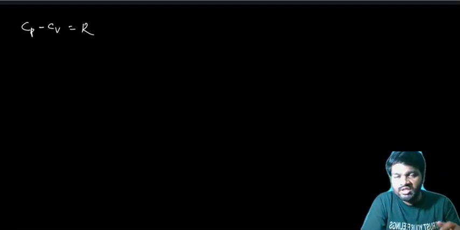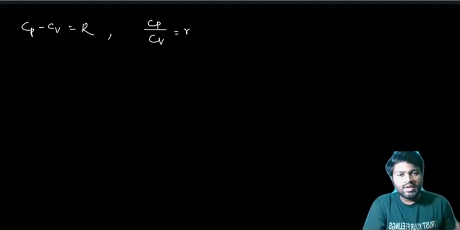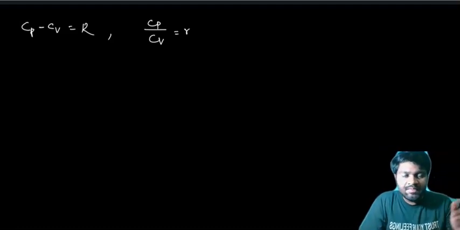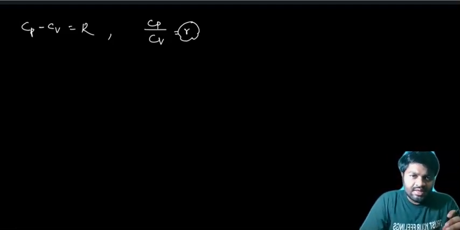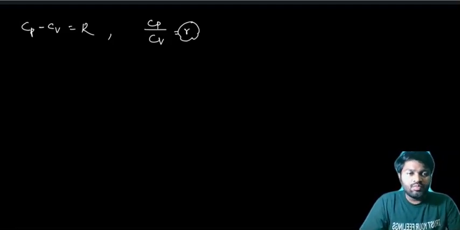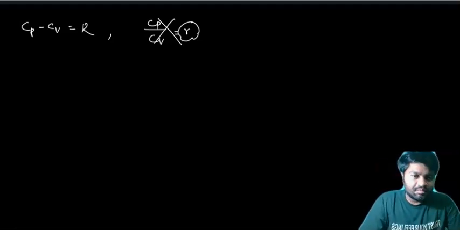So we know this relation. Another relation we know is Cp by Cv equal to gamma. So this is also right. Here gamma is the polytropic index. That means this relation can be useful only if the process is polytropic. If the process is not polytropic, then this relation cannot be useful, right? So we are not going to use this relation over here.